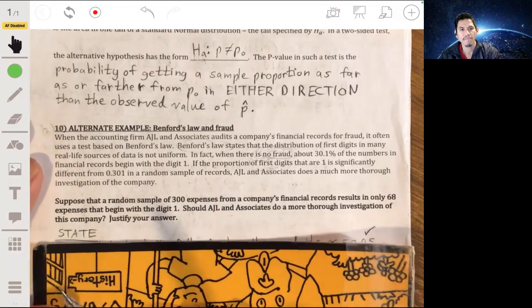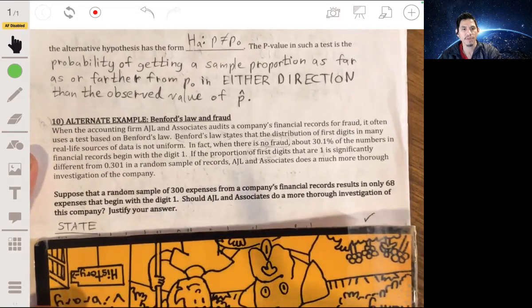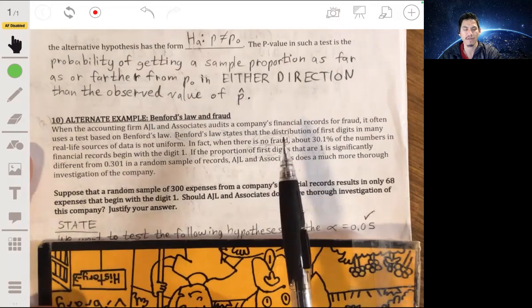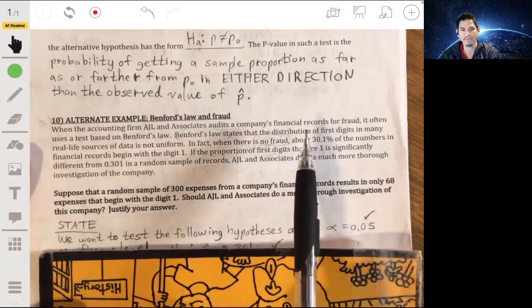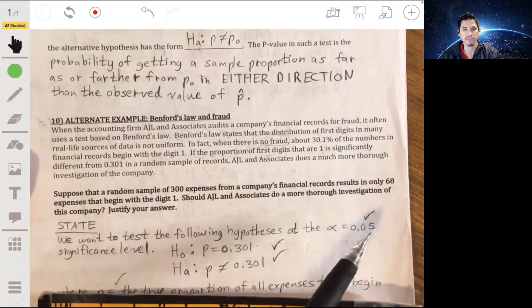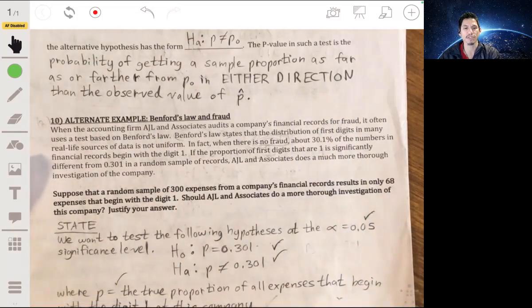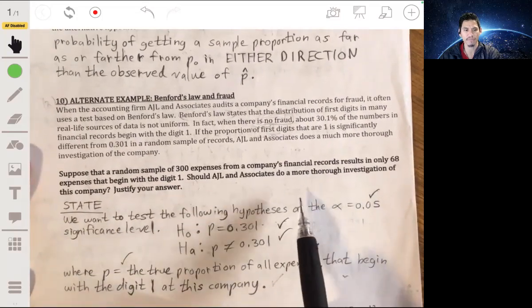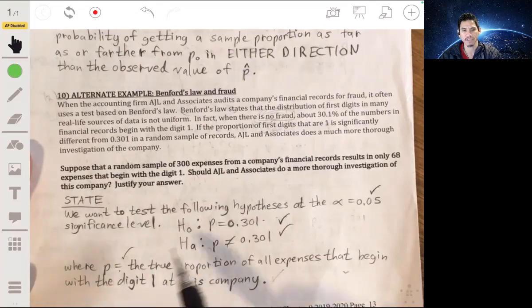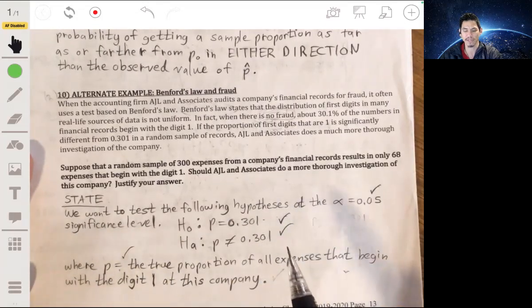Our statement: the null hypothesis would be that the true proportion P is 0.301. The alternative is that it's not 0.301. It doesn't specify an alpha level, so we're just going to use 0.05 as the alpha level. And remember to define what P is. P represents the true proportion of all expenses that begin with the digit 1 at this company.